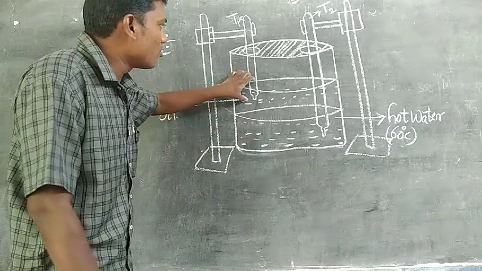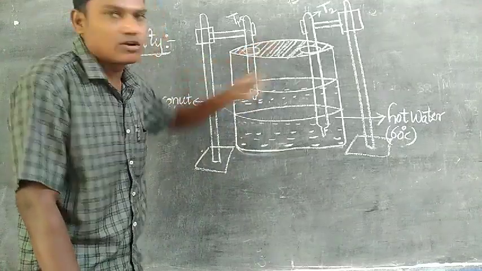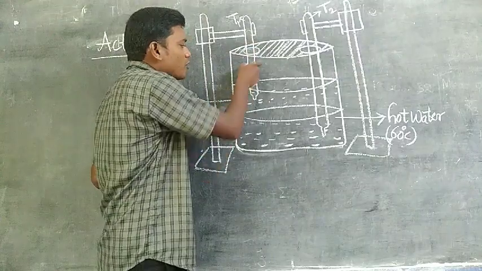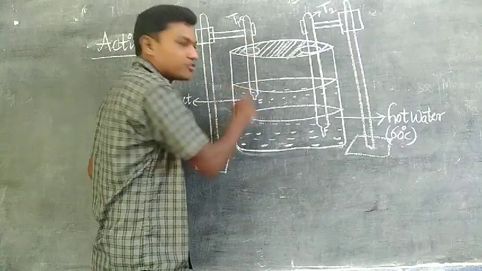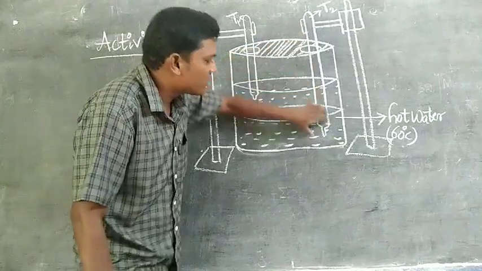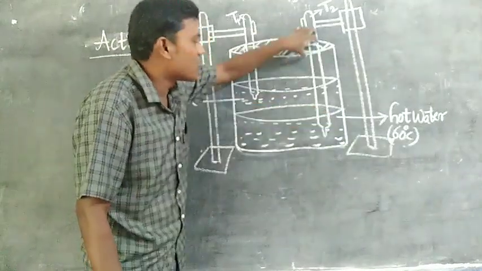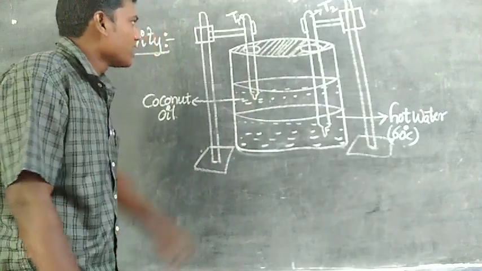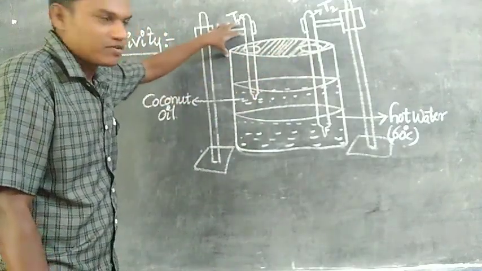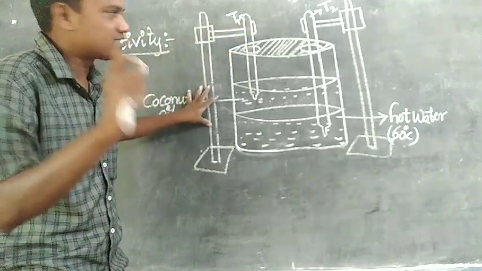After that, we close the beaker with a 2-hole lid. Through one hole we place the T1 thermometer into the coconut oil, and the T2 thermometer into the water through the second hole. The T1 and T2 thermometers are fixed with the help of the retort stand.